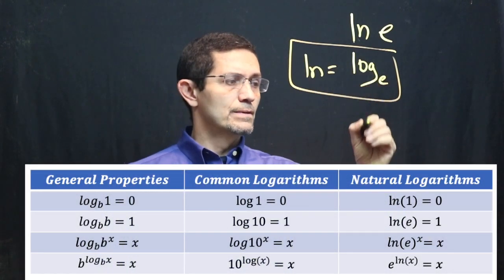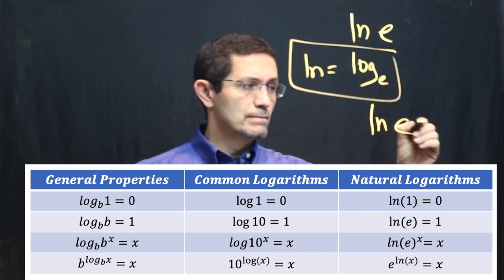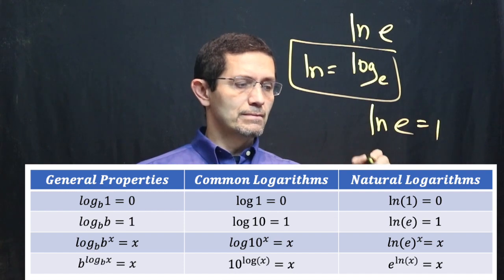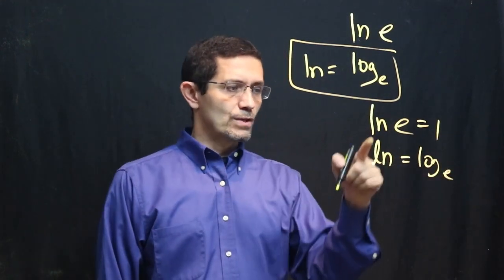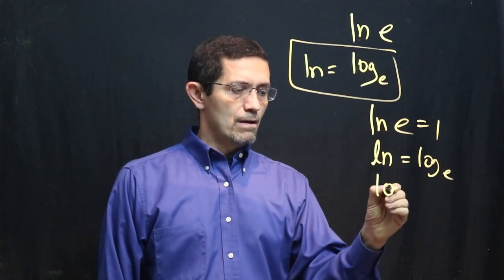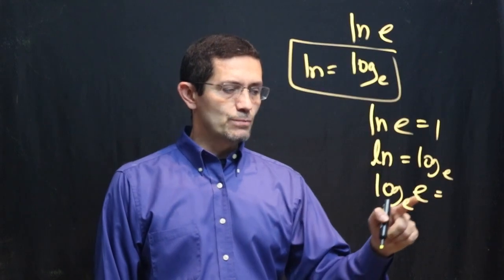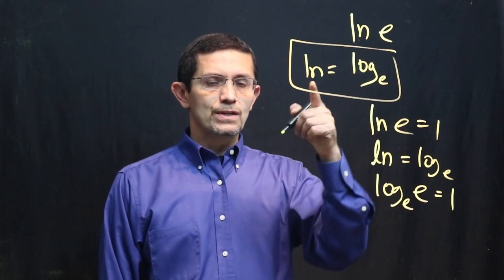Now let's do this one. ln of e. How much is ln of e? 1. But why 1? Remember, ln is the same as log on base e. So let's replace this: log on base e of e. If my base and my argument are equal, then my answer is 1. So we need to get familiar with ln.